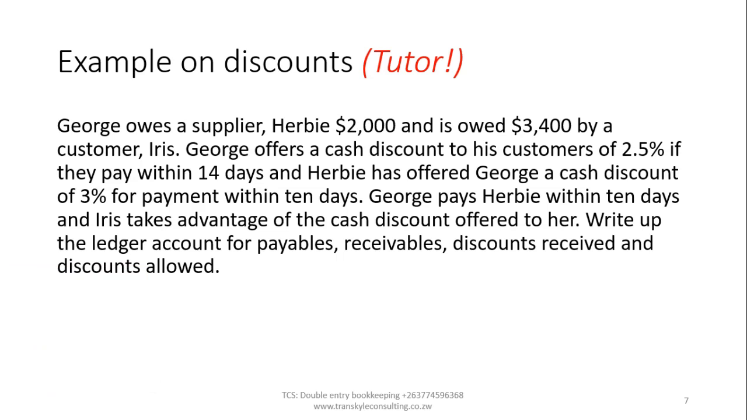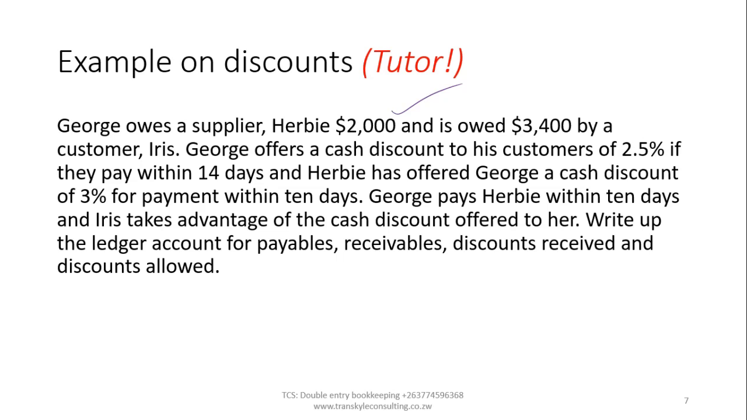All right, so we have a situation where George owes a supplier, Herbie, $2,000 and is owed $3,400 by a customer, Iris. George offers a cash discount to his customers of 2.5% if they pay within 14 days, and Herbie has offered George a cash discount of 3% for payment within 10 days. George pays Herbie within 10 days and Iris takes advantage of the cash discount offered to her. Write up the ledger accounts for payables, receivables, discounts received, and discounts allowed.